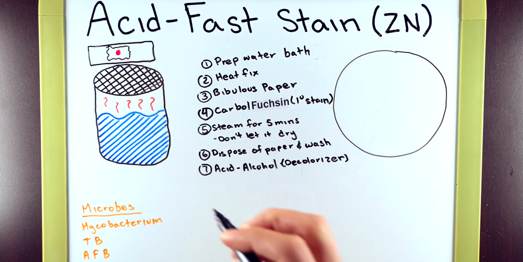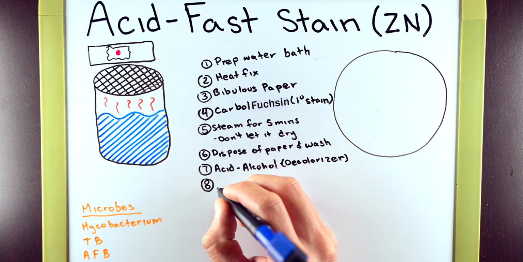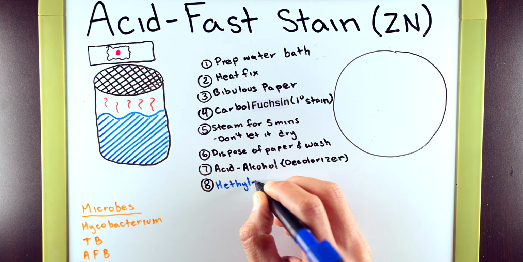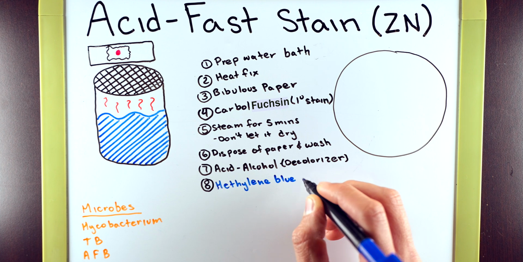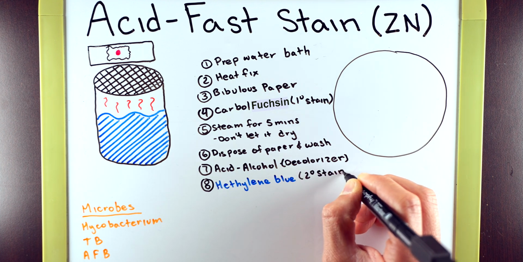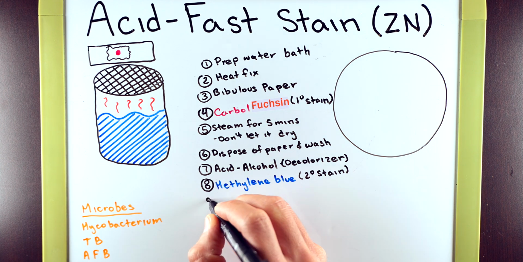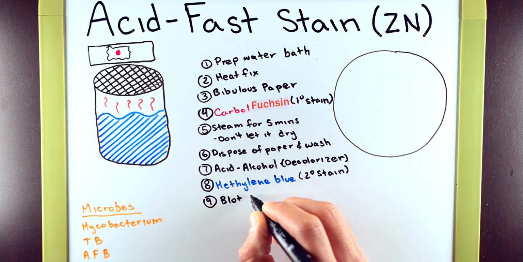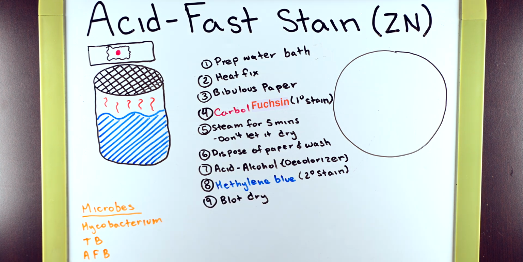As soon as the appropriate time has lapsed, go ahead and wash off the acid alcohol and add methylene blue, which is going to be your secondary stain. As soon as you've let the methylene blue saturate the slide for the appropriate amount of time, wash it off with water and blot dry. Then grab your microscope and put your slide underneath for further observation.